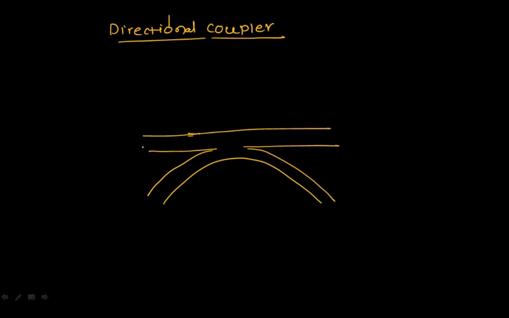Now, as we have already seen, your collinear ports are always named port number 1 and 2, and your auxiliary ports are named port number 3 and 4. So this is the structure of your directional coupler. I'll say this is my port number 1, this is my port number 2, this is port number 3, and this is port number 4.